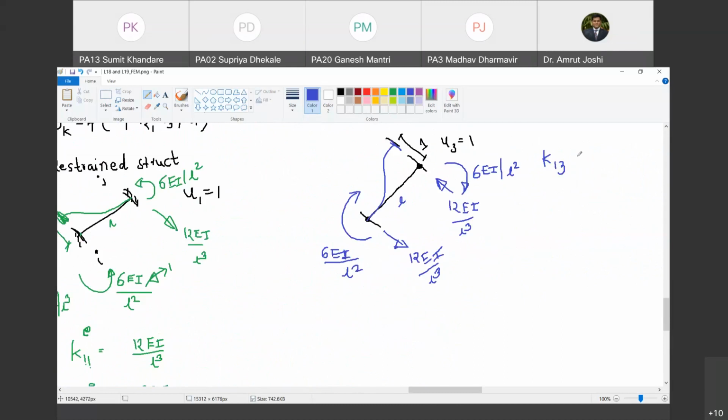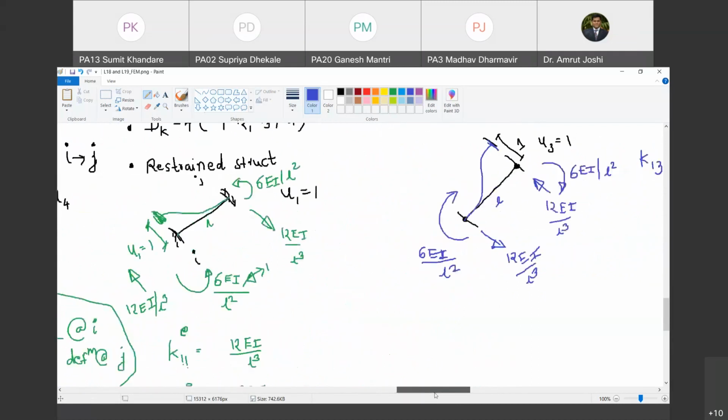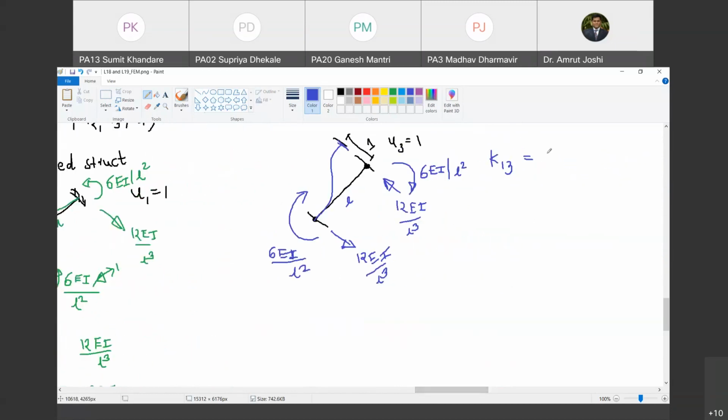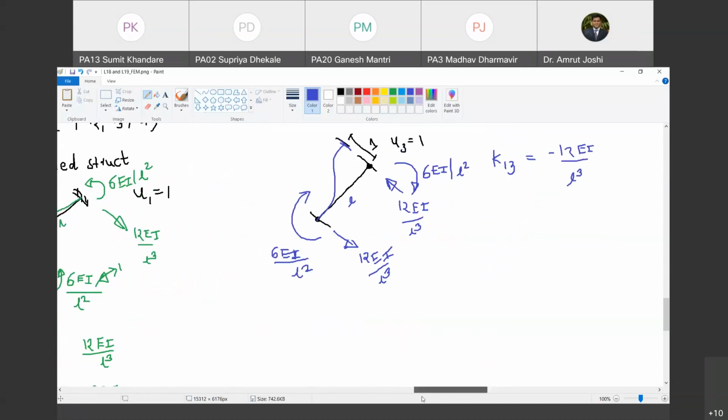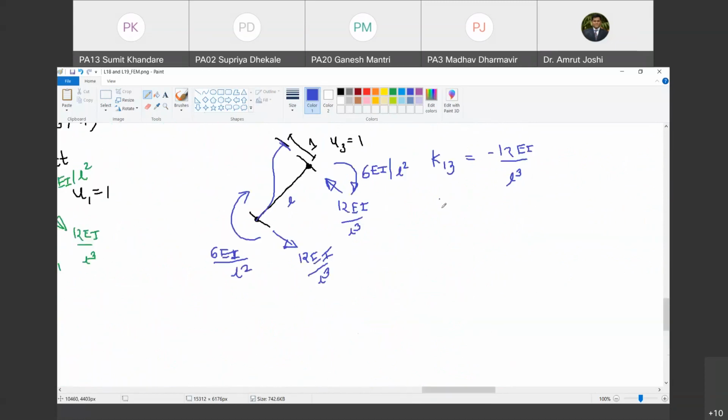But what is K13 by definition? It is action that gets produced at 1 due to unit deformation at 3. What is 1? 1 is translation. So which action I should be looking for? Force. So I should be looking for force at 1 due to unit deformation at 3. So what is that force? 12 EI upon L cube. But it is in negative y direction. So can I call it as minus 12 EI upon L cube? Do you agree with me? Yes, sir. That's what it was supposed to be. K31. Agreed? Yes, sir. हाँ ना.